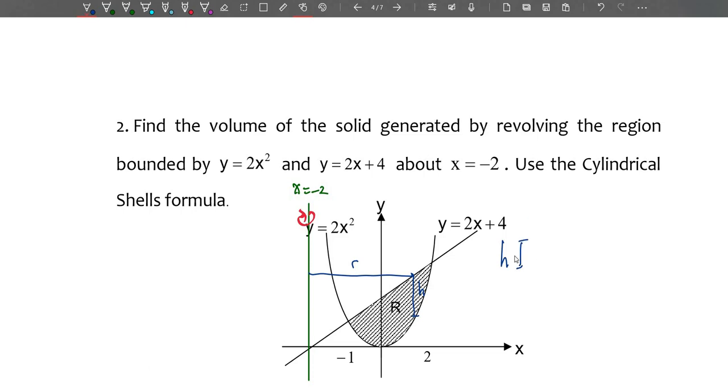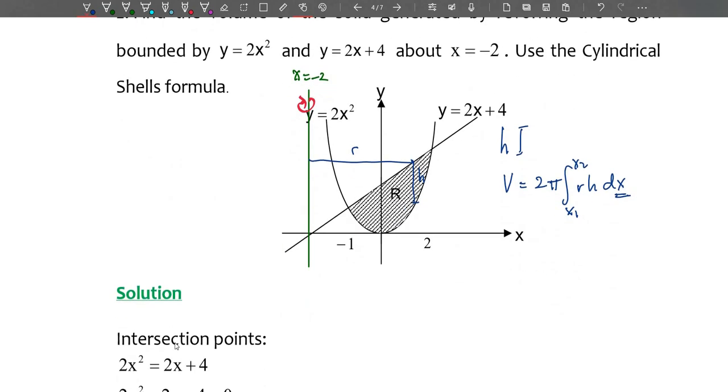vertical. When your height is vertical, V equals 2 pi integrate rh with respect to x. Refer to your height. This one should be the value of S1 and S2. Since we need to use the cylindrical shell formula, that's why I did this.